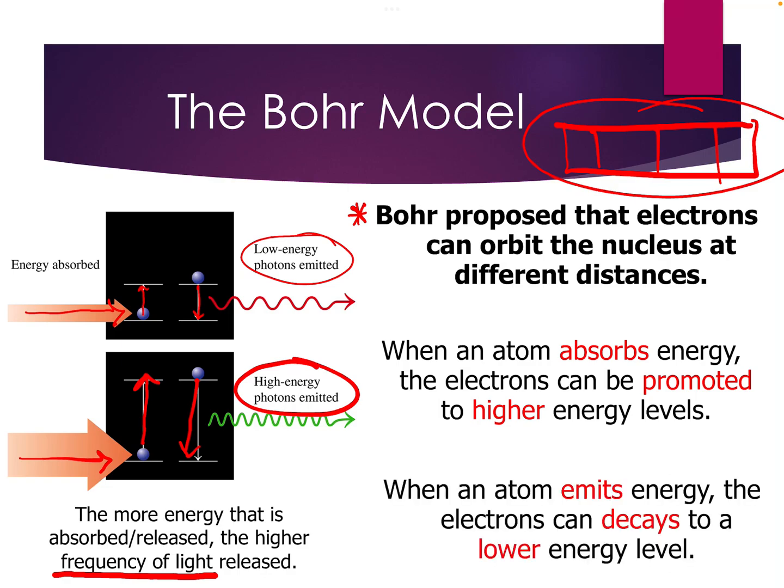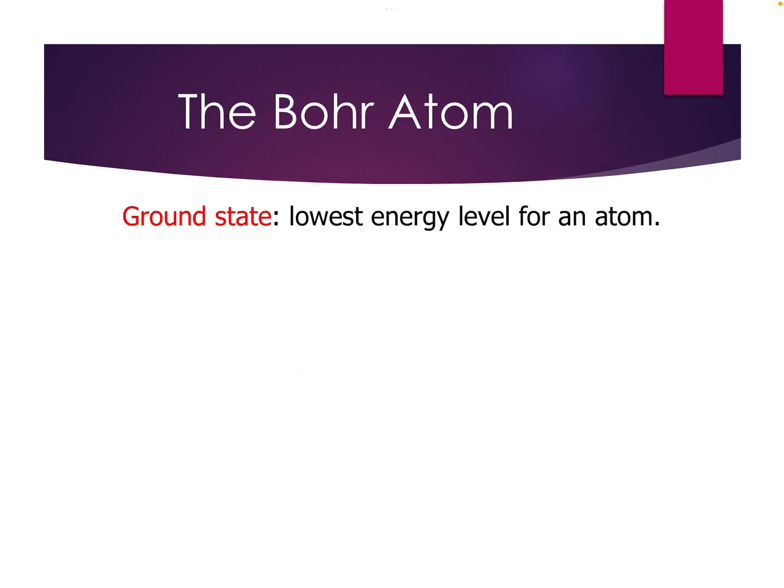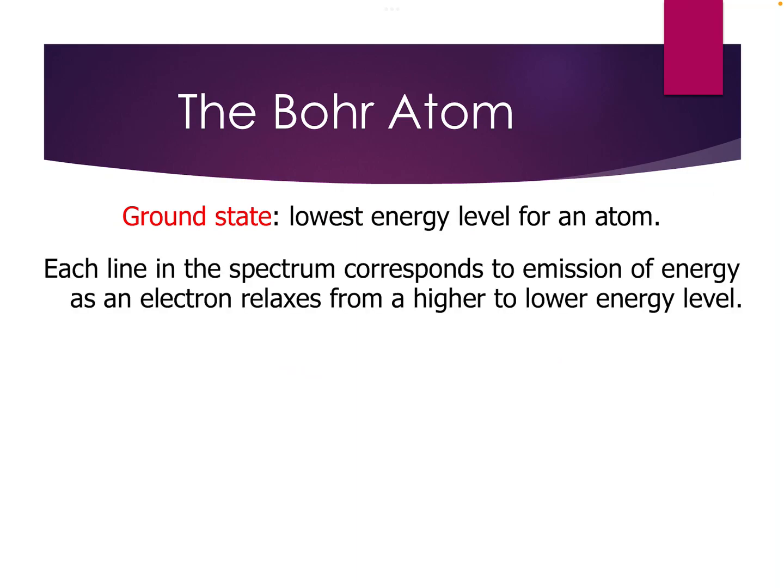Again, when an atom absorbs energy, it's going to promote that electron. When that energy is released, the electron will go back to the ground state, or decay back to a lower energy level. Ground state is the lowest energy level for the atom. So that's what I was talking about when it comes back down. It's going back to the ground state, back to where that electron came from.